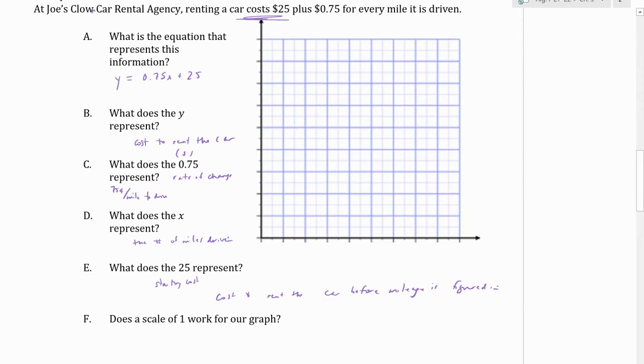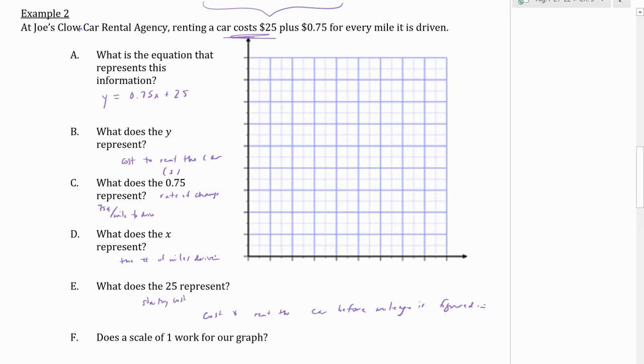Okay. All right. Does a scale of 1 work for a graph here? Probably not. Because if you're saying it costs $25 to start, and we're going to graph y equals 0.75x plus 25, you don't want to count by 1 all the way up to 25 for that y-intercept. Maybe we count by 5s. And there's our y-intercept.